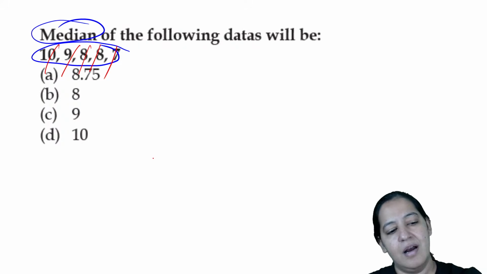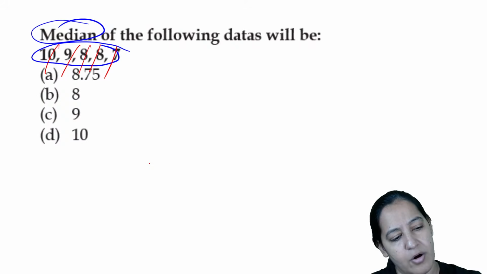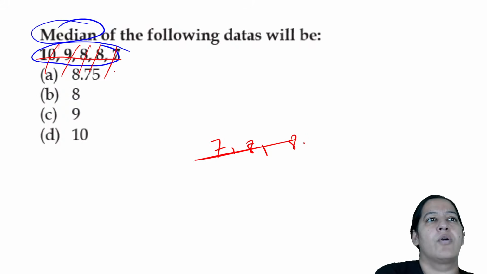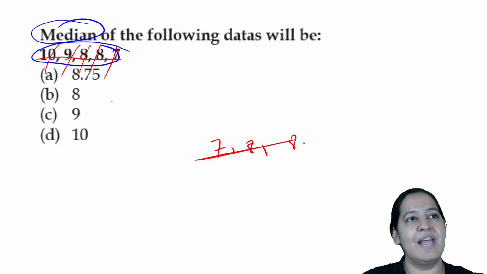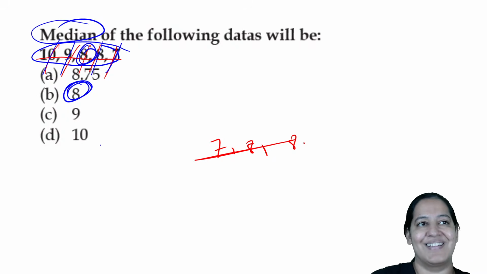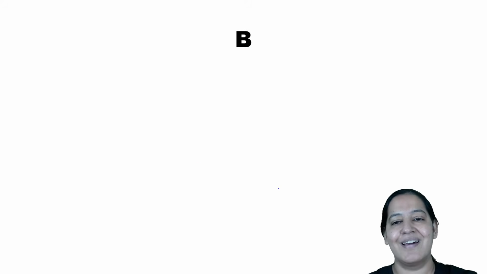What is the median? For calculating median, you have to arrange them either in ascending order or descending order. So 10, 9, 8, 8, 7. It is already in descending order. So what is the middle value? Very easy. Leave two from here, leave two from there. So 8 is the correct answer. I'm asking the median. The correct answer here is 8. Yes, B. You all are right. Correct answer here is B.